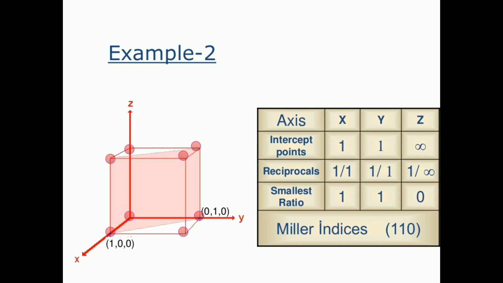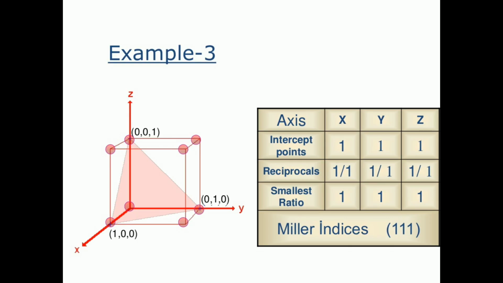The third example is where the plane touches all three axes at different angles in the Miller indices of crystallography. The intercepts are x-axis 1, y-axis 1, and z-axis 1. The reciprocals are 1 divided by 1 is 1 for each axis. So the smallest ratio is 1 1 1. So the Miller indices are 1 1 1. All the directions will be around the edges at the corners of the atom. So this is a suitable one of the Miller indices for this unit cell.